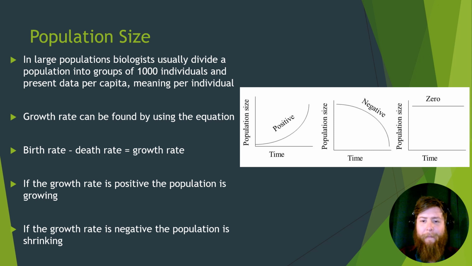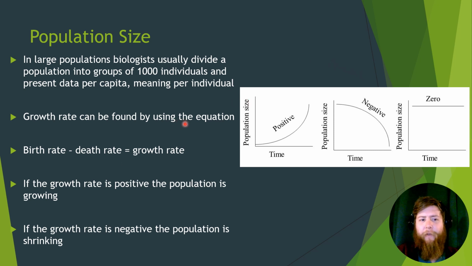In large populations, or populations that have a considerable size, we will divide the population into groups. Usually we'll say every 1,000 individuals, we'll mean one individual per 1,000. However, we want to figure out what a good number is for that group. Are we talking about 1 million bacteria, or are we talking about 6 cheetahs?